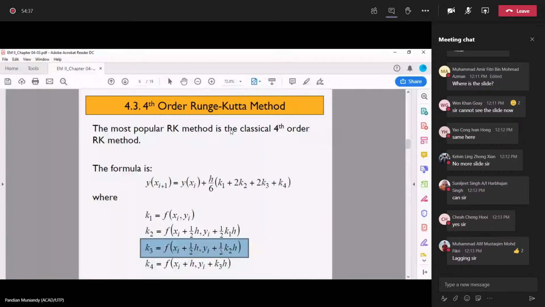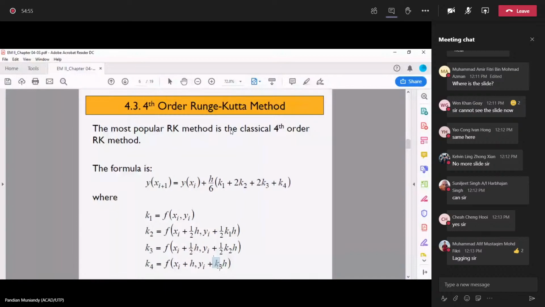H is the same. And K4 is totally different. F of xi plus h only. And the yi plus K3. You must get this K3 and put it inside here. This is for the first iteration.